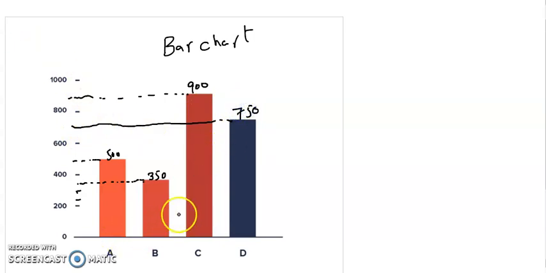Now, if I compare all of these bars, I can say bar C has more than all the others, and bar B has less than all the others.